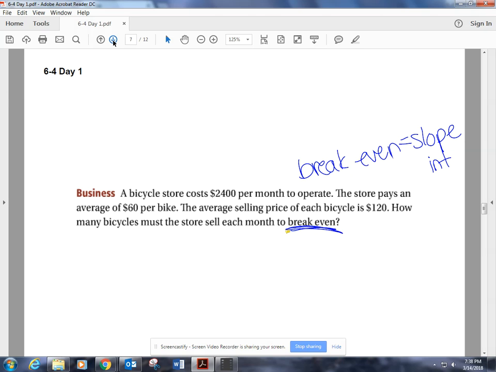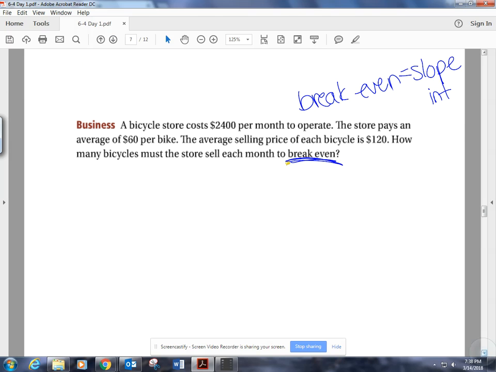Okay. With that being said, we still need two equations. So let's reread the first sentence. The bicycle store costs $2,400 per month to operate. And then the store, in addition to that, pays an average of $60 per bike. So when they purchase them, before they can turn around and sell them, they have $60 per bike and $2,400 per month to operate. So that month, starting off right away, we have $2,400. We're going to use Y to represent the total cost, and we're going to use X to represent the number of bikes.